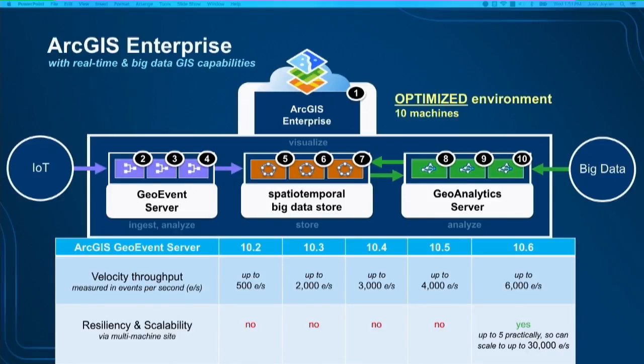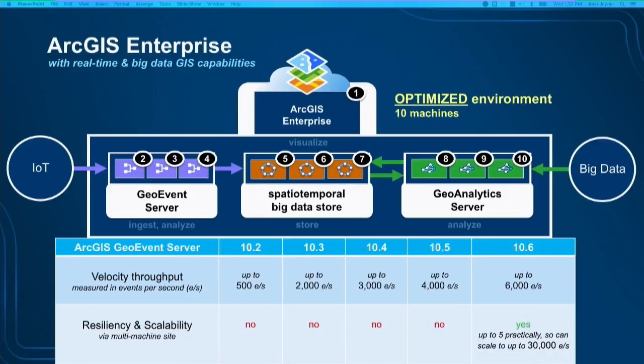On the GeoAnalytics side, depending on the batch processing and analysis you want to do, you may need additional machines to support the complexity of the data and the complexity of the request being processed. And on the GeoEvent side, you need to support the higher velocity and throughput we talked through. With the multi-machine deployment support we added in the 10.6 release, you can scale this up. You could potentially have up to 5 machines of GeoEvent Server running within a single site and support up to 30,000 events per second.